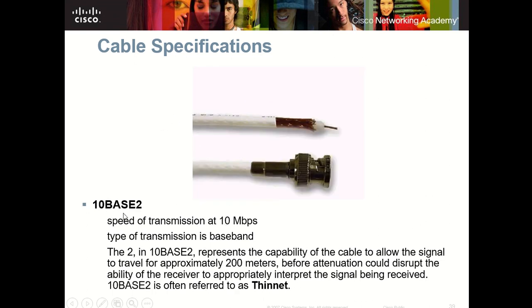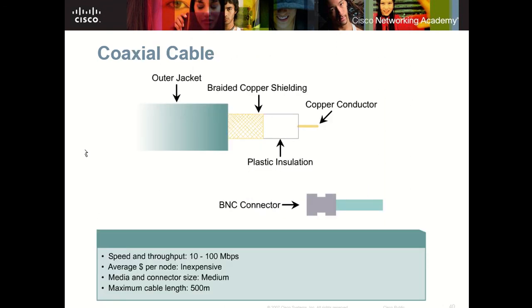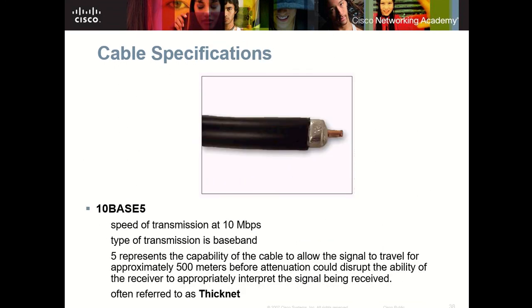We also have 10Base2, the same 10 Mbps, and the 2 represents the capability of the cable to allow the signal to travel approximately 200 meters only. This is used if your topology is ring topology or bus topology. Alright? We also have coaxial cable.